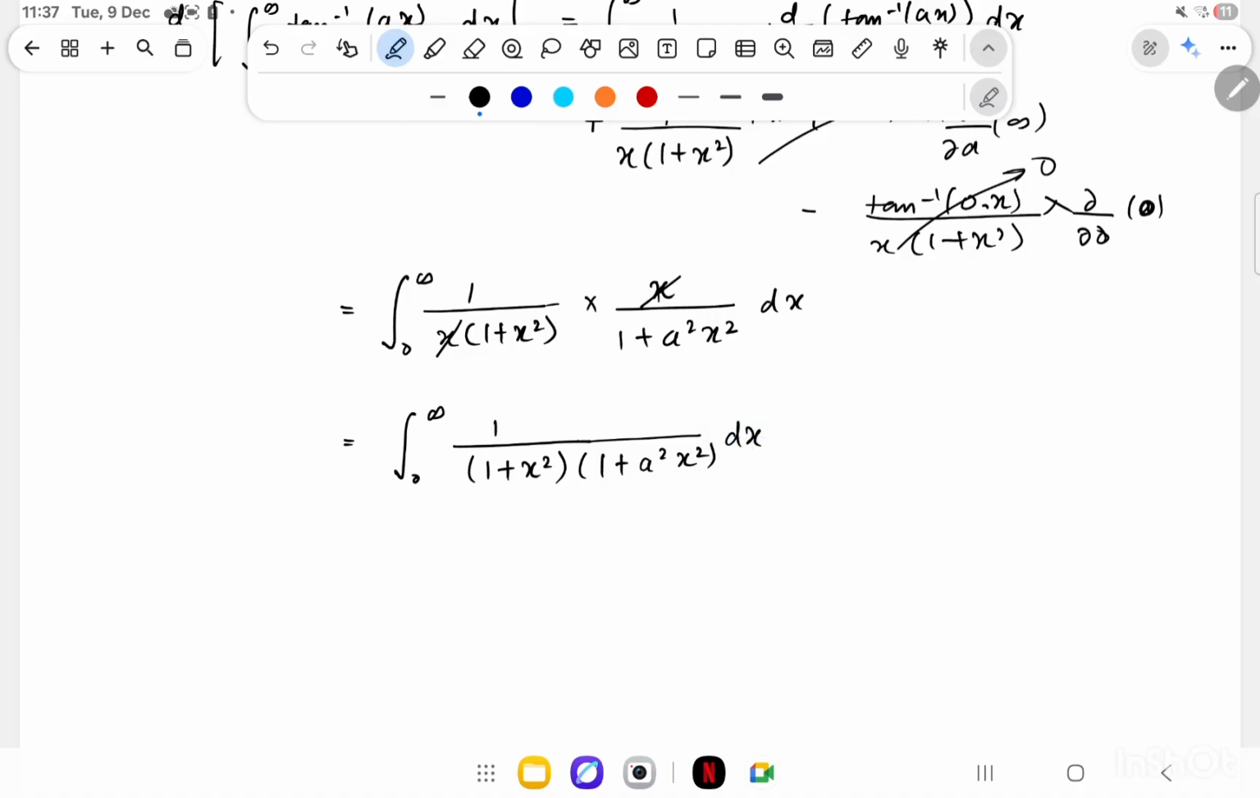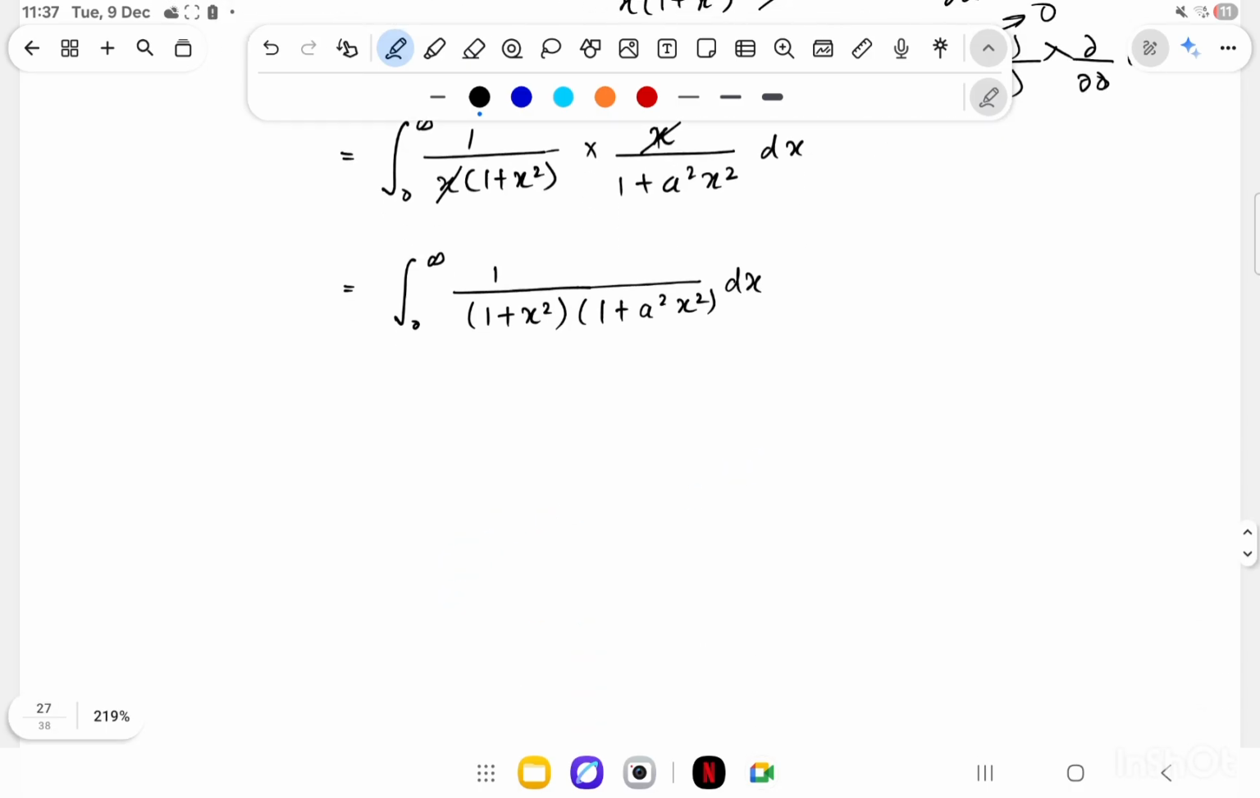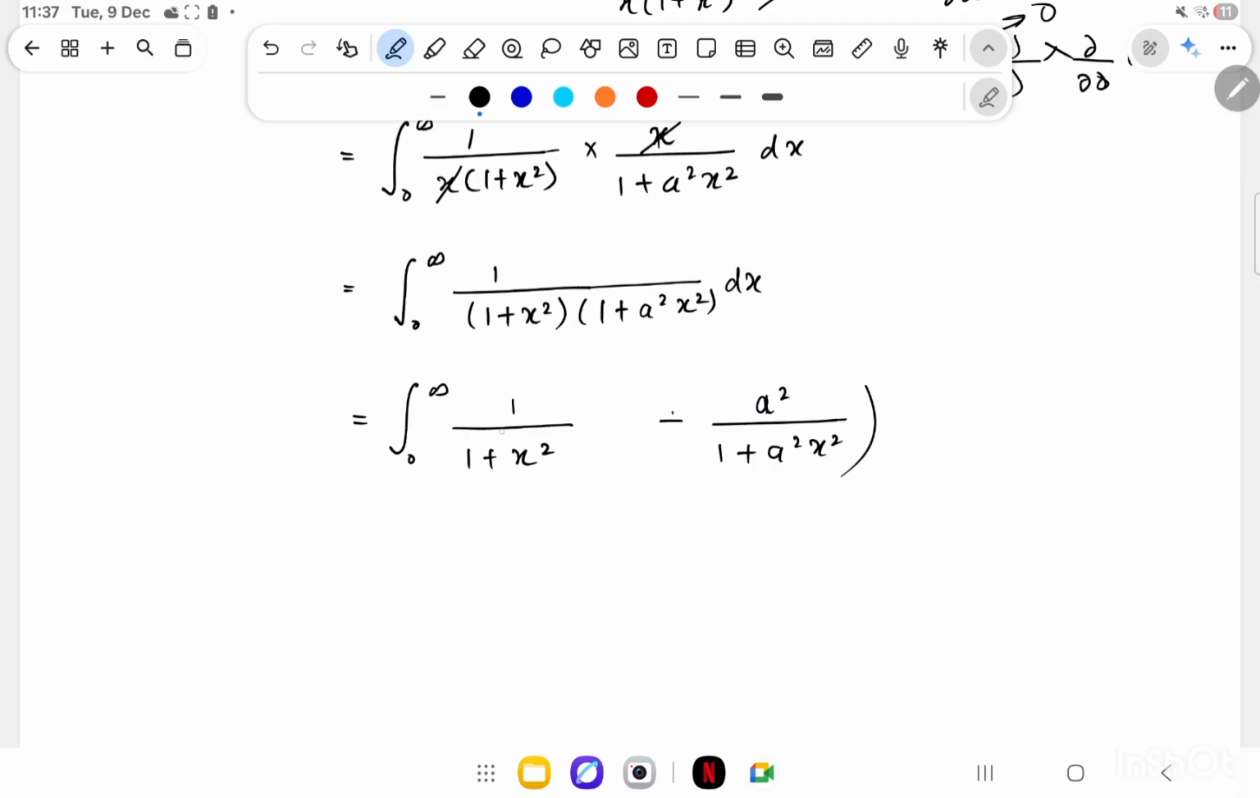Now if you see that the calculation has been simplified, we can easily integrate this term with the help of partial fraction. So if we use partial fraction to break this term, it will be equal to 0 to infinity 1 divided by 1 plus x square minus 1 plus a square x square. So it will be 1 plus a square x square minus a square minus a square x square, and I need to divide by 1 divided by 1 minus a square, I guess. Let me check it once.